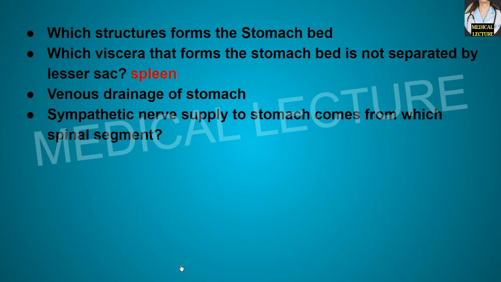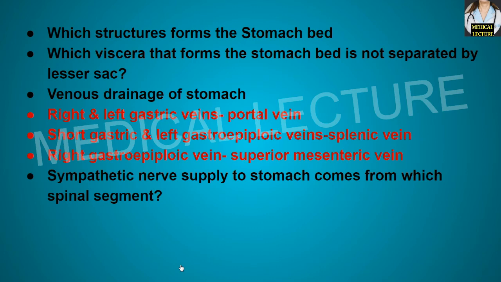Venous drainage of the stomach is the right and the left gastric vein, which drain into the portal vein. The short gastric and the left gastroepiploic vein further drain into the splenic vein, and the right gastroepiploic vein further drains into the superior mesenteric vein.